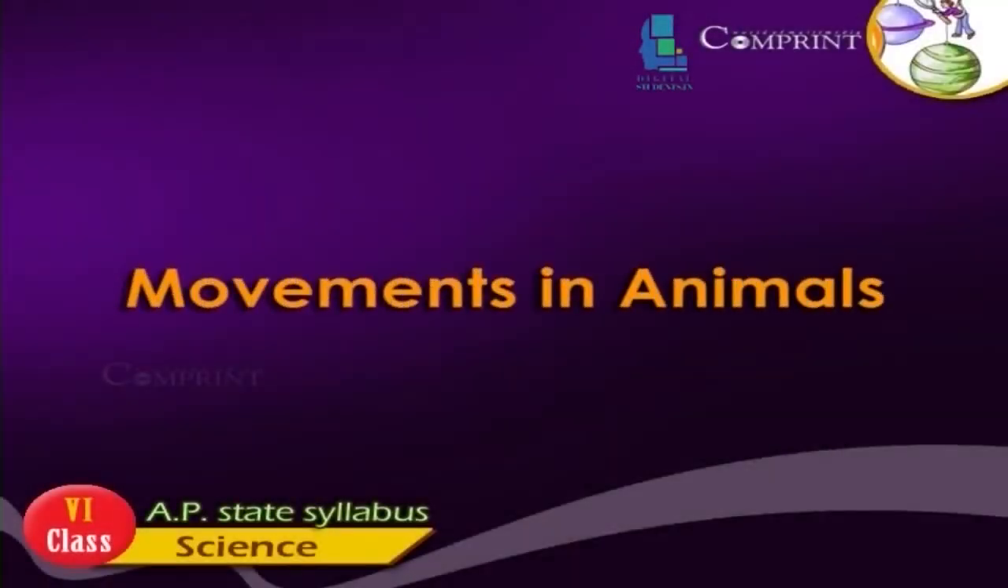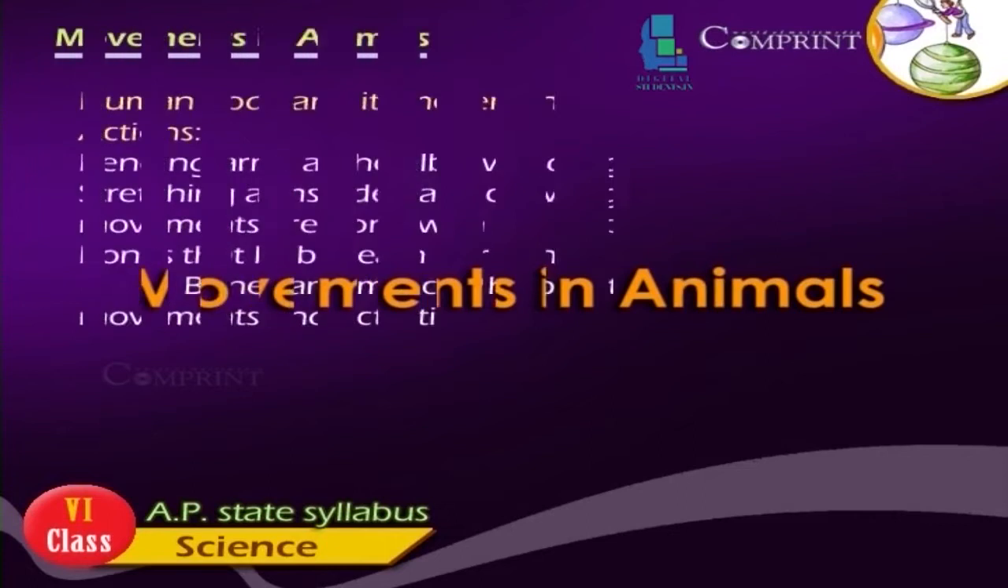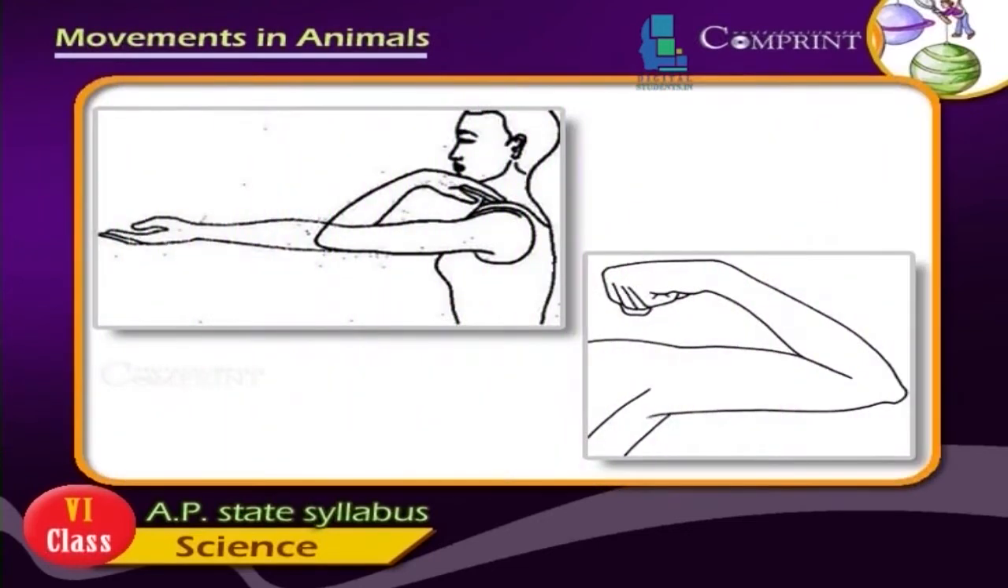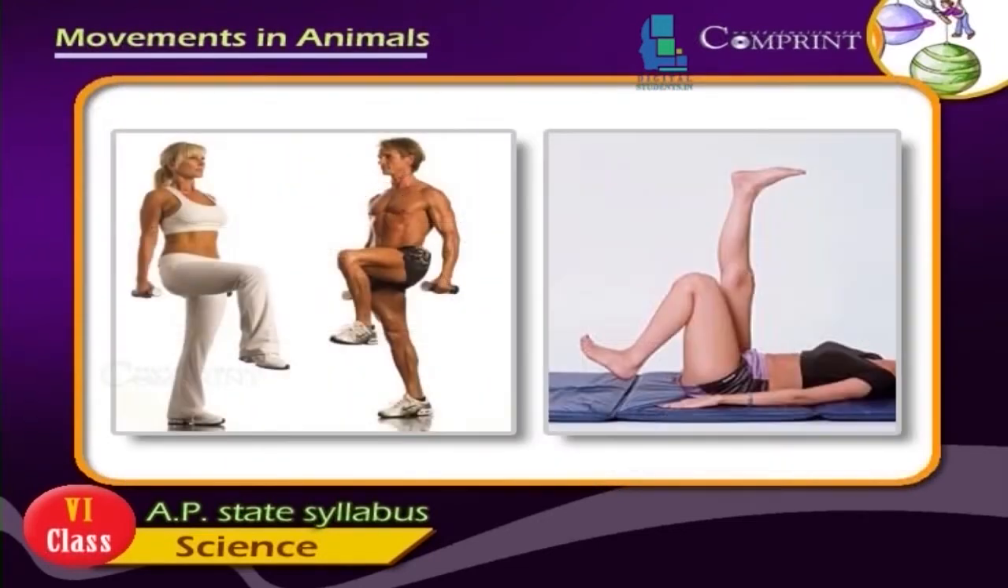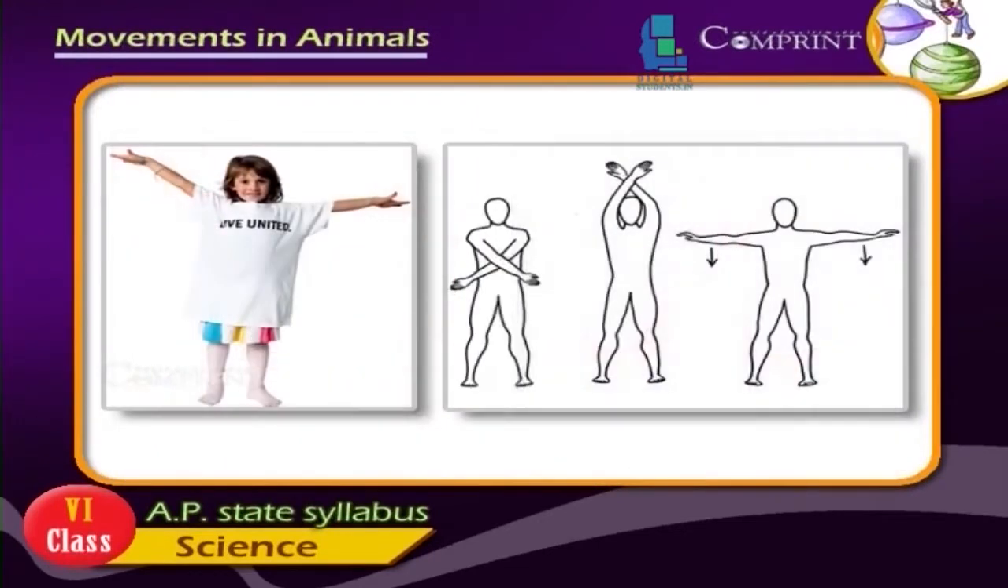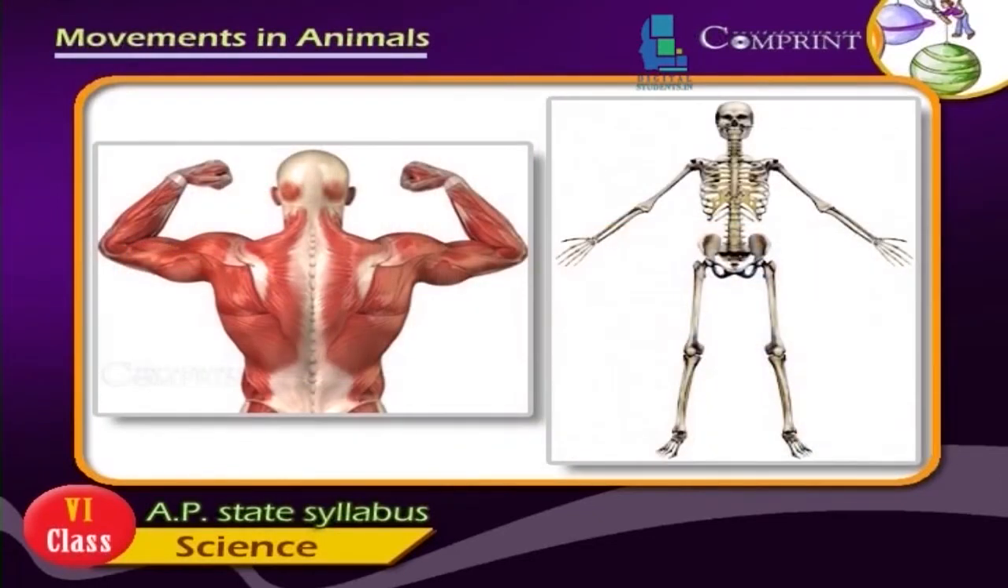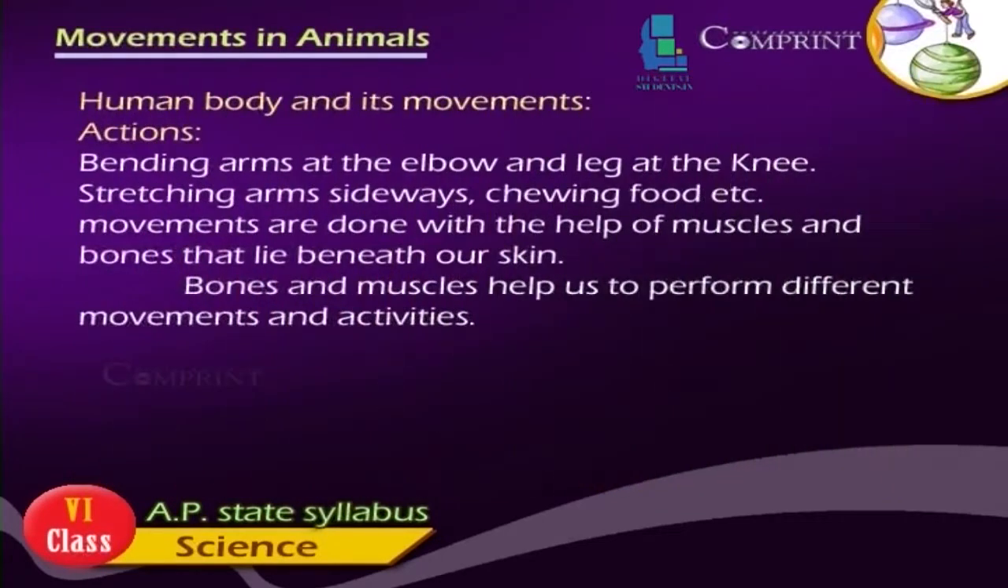Movements in animals. Human body and its movements. Actions: bending arms at the elbow and leg at the knee, stretching arms sideways, chewing food, etc. Movements are done with the help of muscles and bones that lie beneath our skin. Bones and muscles help us to perform different movements and activities.